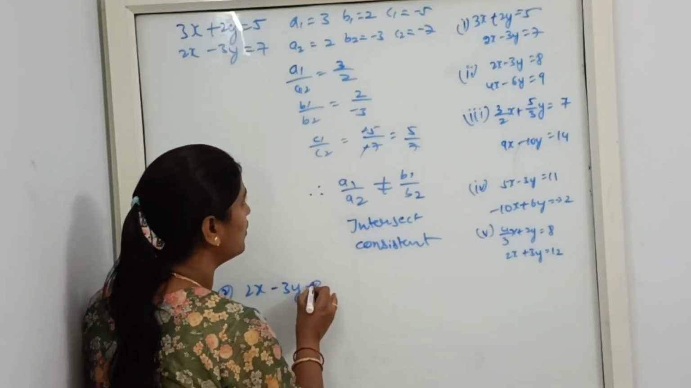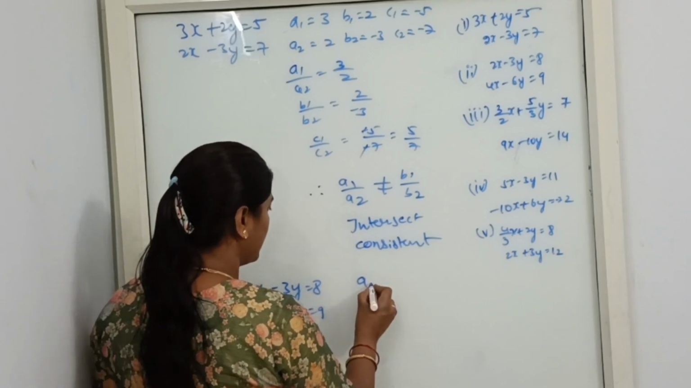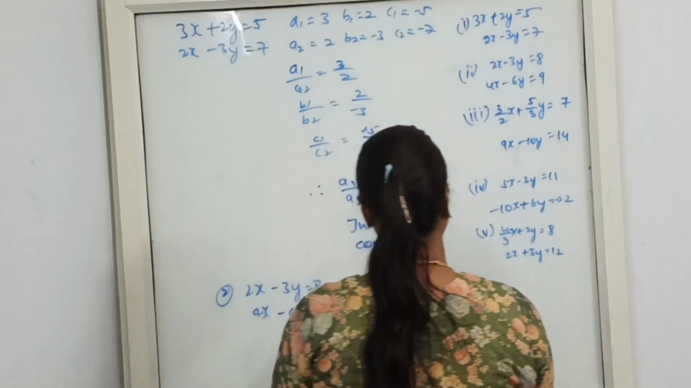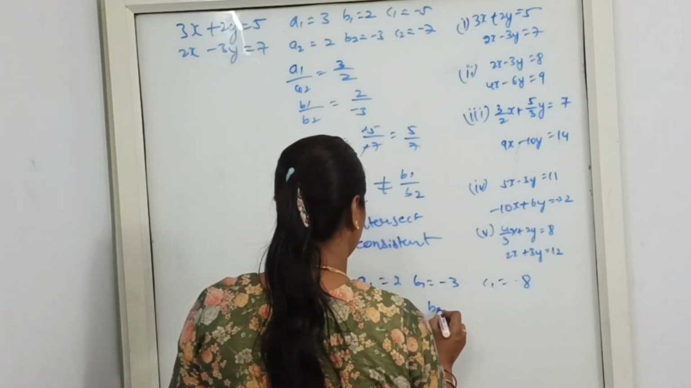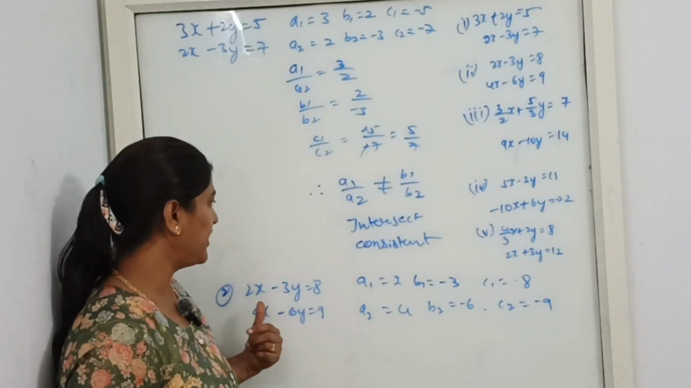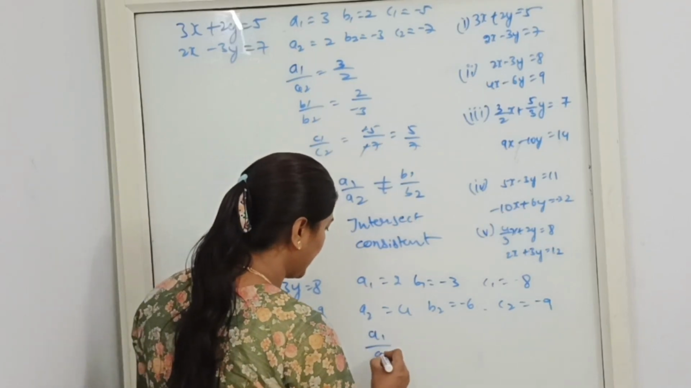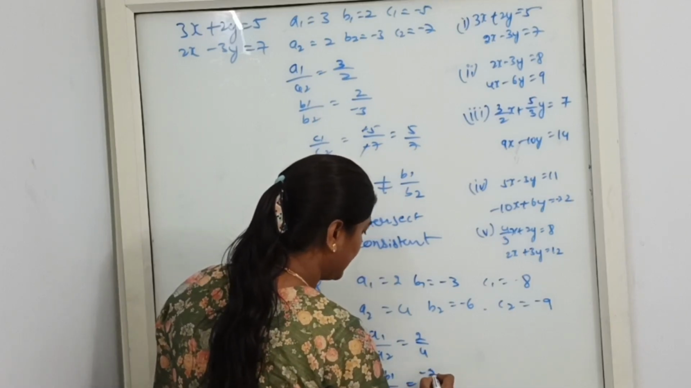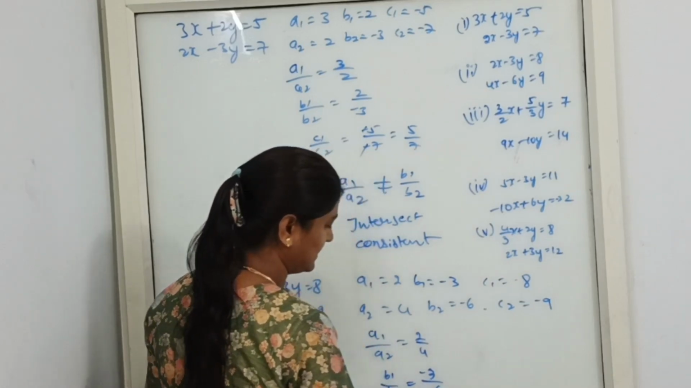2x minus 3y is equal to 8, 4x minus 6y is equal to 9. What is a1? 2. b1 is minus 3, c1 is minus 8. a2 is 4, b2 is minus 6 and c2 is minus 9. So a1, b1, c1, a2, b2, c2. Compare the ratios: a1 by a2, 2 by 4, b1 by b2, minus 3 by minus 6, c1 by c2 is minus 8 by minus 9.